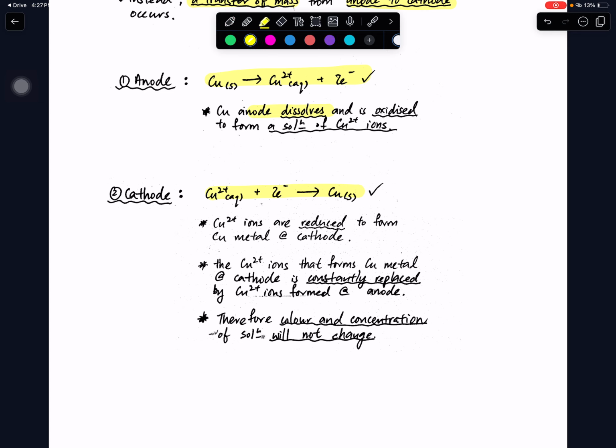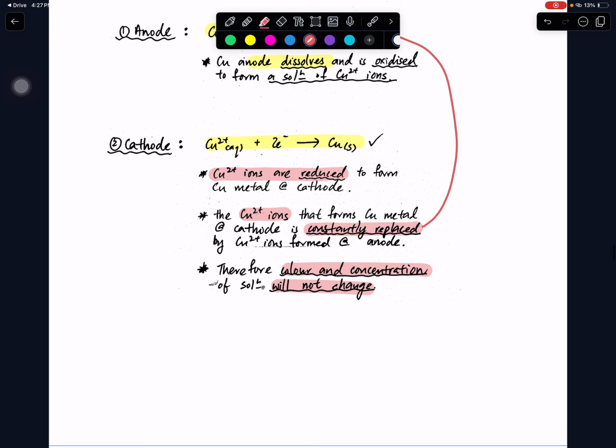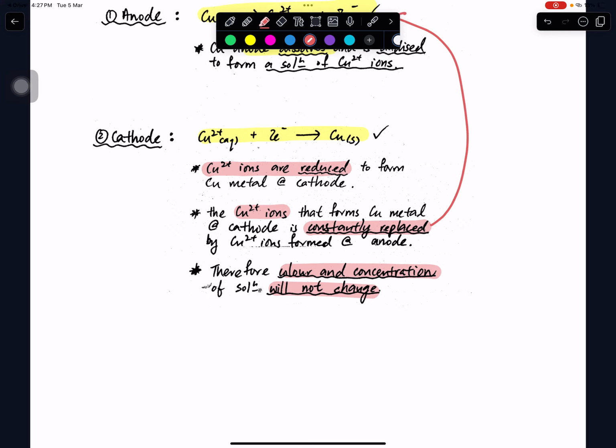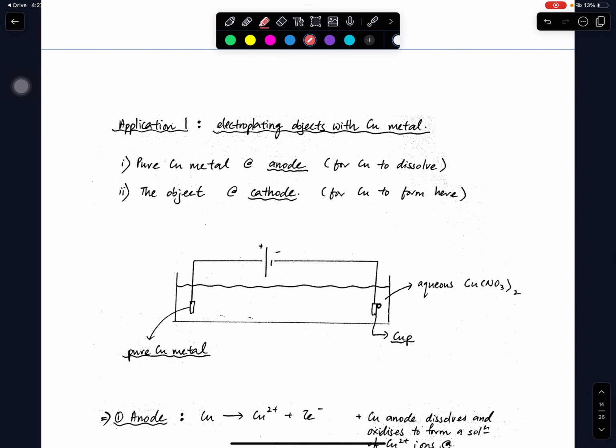One important point to take note of: your copper ions are reduced, and the copper ions are constantly replaced due to the anode. You can see this is the reason why it's being constantly replaced. Because of that, there will be no color change and no concentration change. With that, this is more or less the last part of teaching. You can let them try some questions before you go on to the next part, the application.